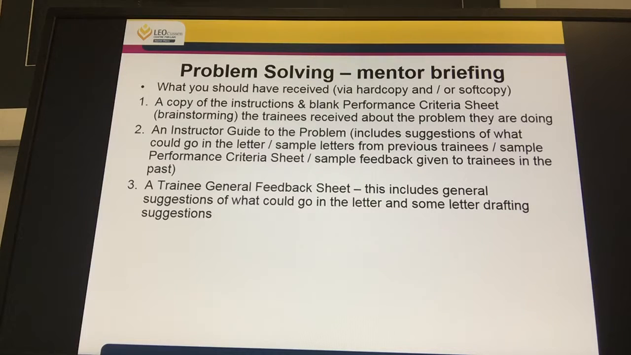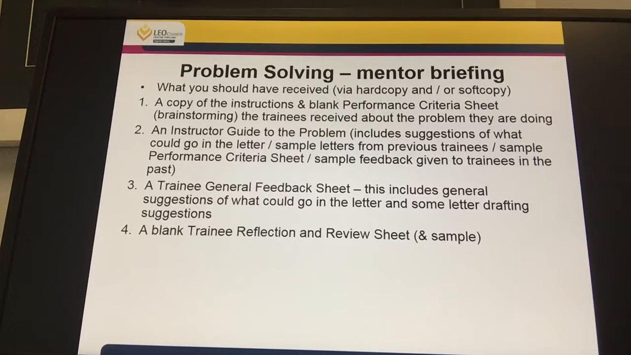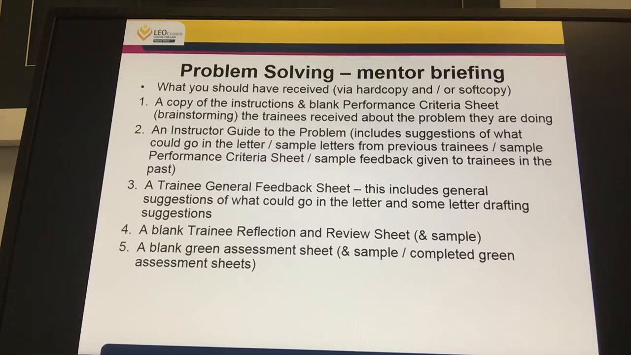There is a trainee general feedback sheet. This is what the trainees get after they submit their first drafts. Now, I'll talk about the process with that later on, but that'll be made available to them online after the due date, but you can give it to them earlier. When they hand in their first letter and you provide feedback, you'll also be giving the trainees a trainee reflection and review sheet. And I've got one of those and a sample there for you to look at.